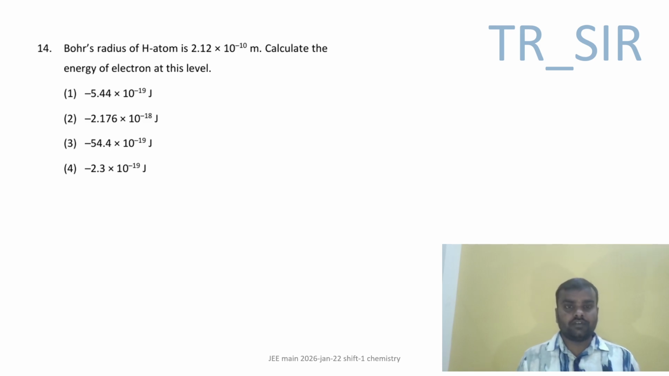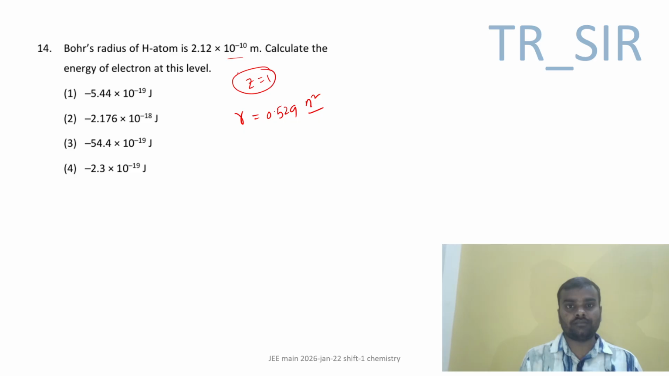Now, Bohr's radius of hydrogen atom is 2.12 into 10 power of minus 10 meter. Energy of electron, how much? So try to find the radius formula. Radius is equal to 0.529 n square by Z square. Z value will be 1 only for hydrogen atom.